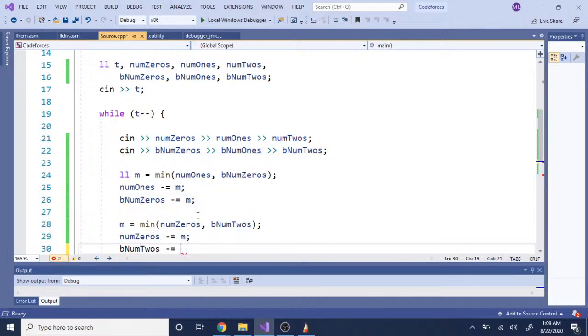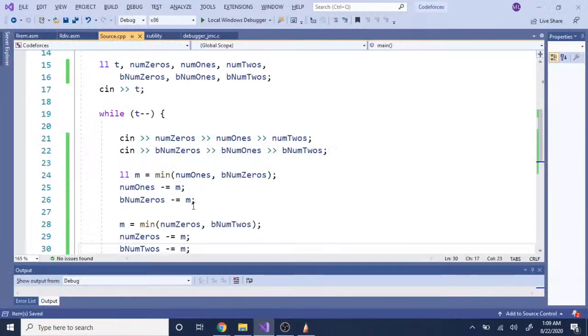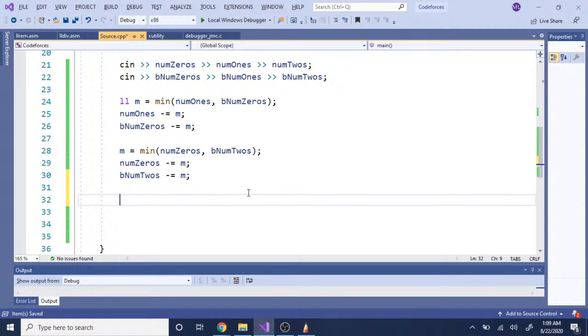Twos minus equal to m. So now we have twos. Okay, so pair zeros with twos, and then pair the twos with num ones. Okay, so then now we just do min of num.